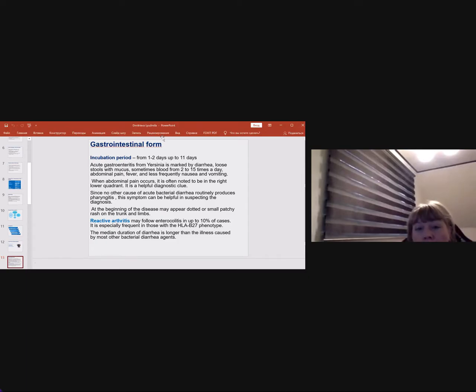What else, doctors? The patients with the local form of Yersiniosis may have reactive arthritis. Reactive arthritis may follow enterocolitis in up to 10% of cases. It is especially frequent in those with the HLA-B27 phenotype. But doctors, reactive arthritis may be the secondary focal form of Yersiniosis. The patients with the gastrointestinal form of Yersiniosis may have arthralgia.